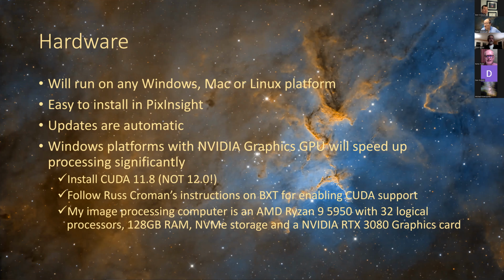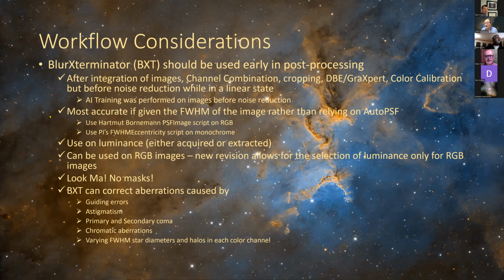Now, my particular image processing computer is an AMD Ryzen 9 5950. I've got 32 logical processors, 128 gig of RAM, NVMe storage, and an NVIDIA RTX 3080 graphics card. So that's just my configuration. I wanted to go for some big honking hardware to go through all of this stuff. When you're dealing with AI and neural networks, you've got to have some really good hardware. The GPU is really where it comes from.